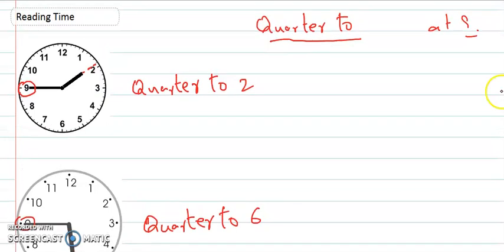So once again, the vocabulary word quarter to will be used when the minute hand is at 9. And to write quarter to what? You have to look at the hour hand. If the hour hand is near to 2, you will say quarter to 2. If the hour hand is near to 3, you will say quarter to 3. If the hour hand is near to 4, you will say quarter to 4, and so on. In this way you will read the time when your minute hand is at 9.